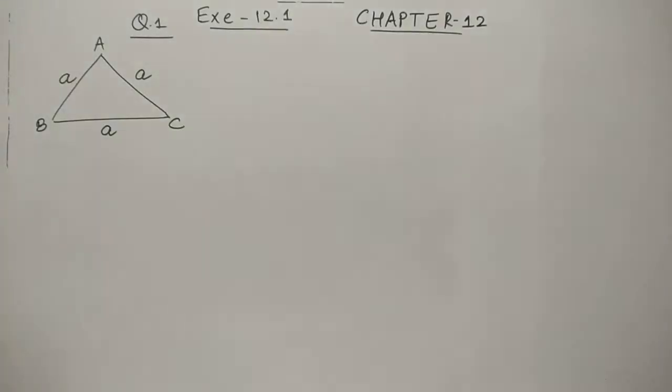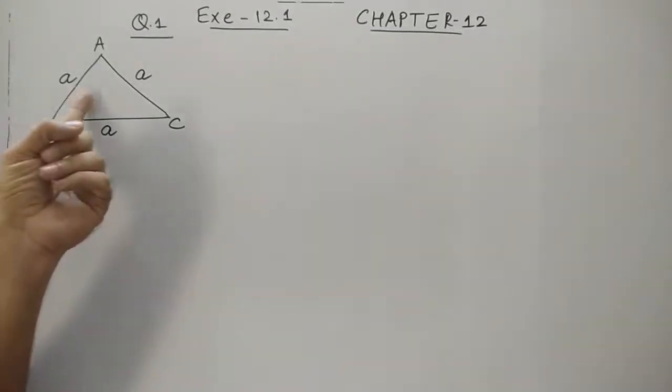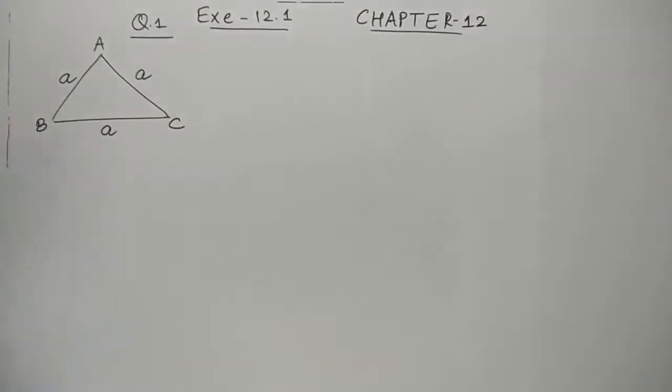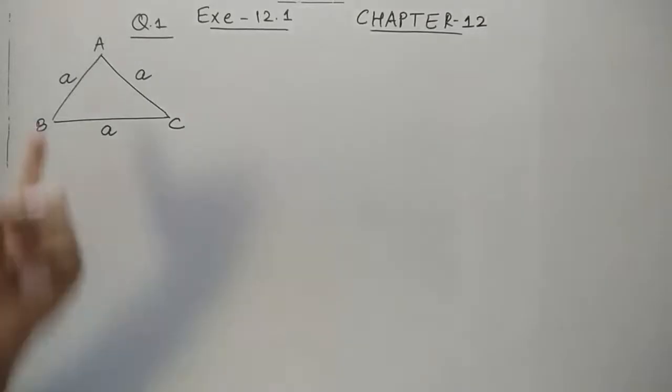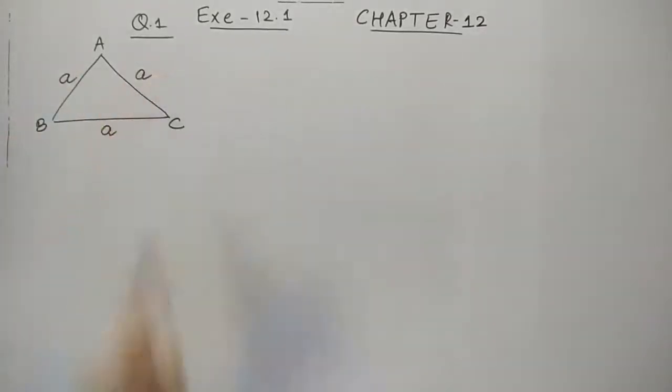Let's start with the first question. As it is given, a traffic signal board indicating school ahead. हमने देखा है कई जगह पे लिखा आता है कि school ahead, that is a traffic signal, which is an equilateral triangle. The length of the side of this triangle is given, that is a. Find the area of the signal board using Heron's formula.